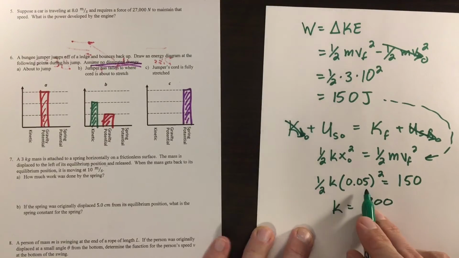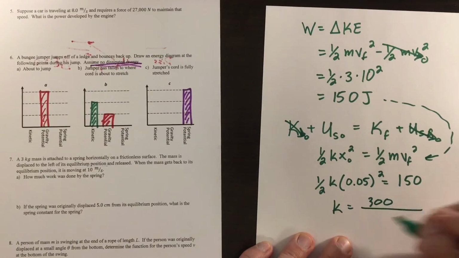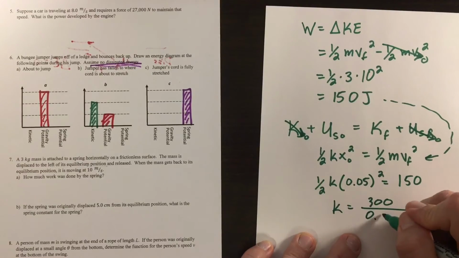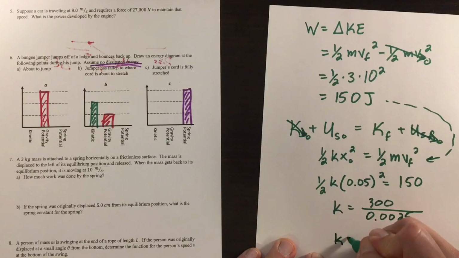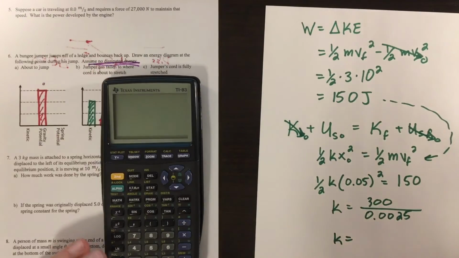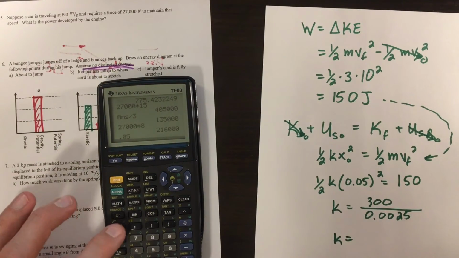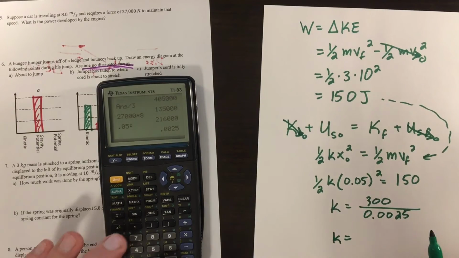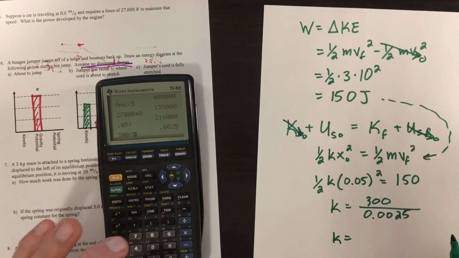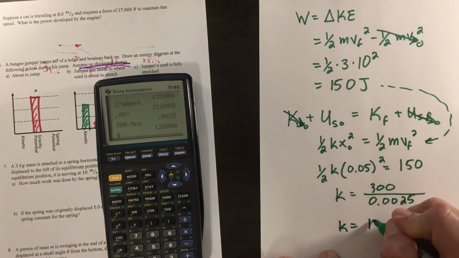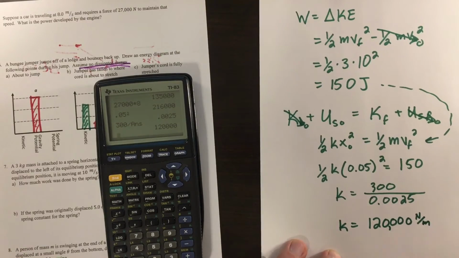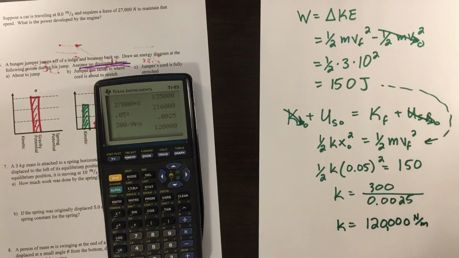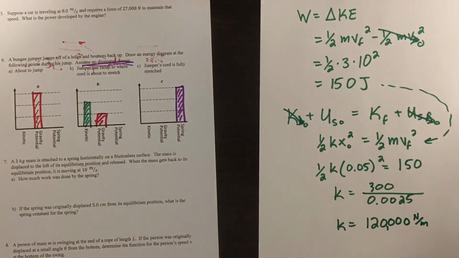And then we divide by 0.05 squared, which I believe is 0.0025. And then you divide those two, you get a K value. Let me just confirm that 0.05 squared is 0.0025. Okay, take 300 divided by that, and we get 12 with 4 zeros. That's newtons per meter. So it's 120,000 newtons per meter for our K value.